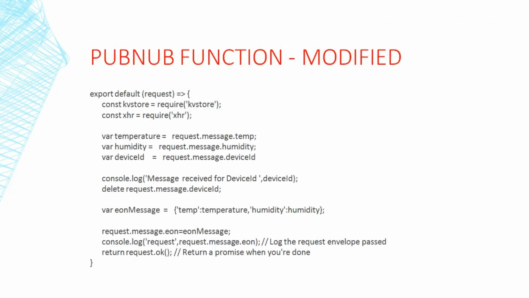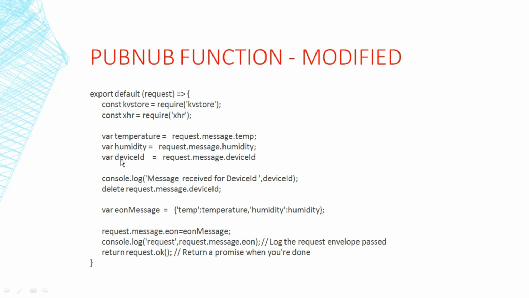So here it is. You can see this is the modified function, and nothing much in this. This is very easy to code. This is the request object that you get in this function, and when you say request.message, it gives you the JSON message that has been received by this function, and you say dot on that, dot temp, then it will get the temperature for you, and then humidity and device ID.